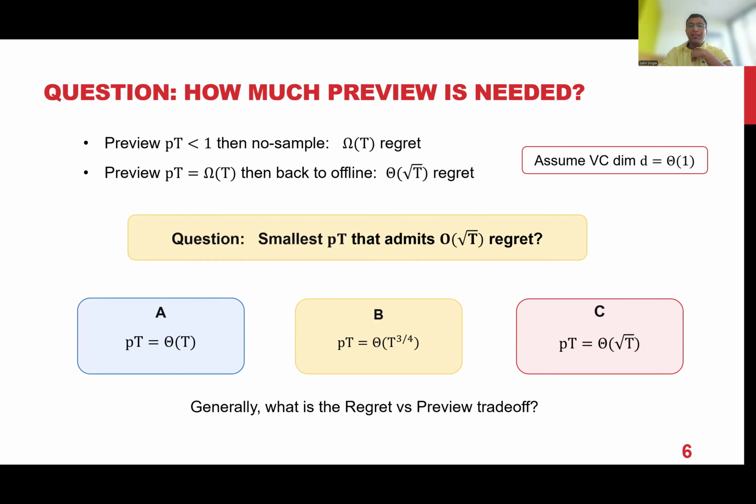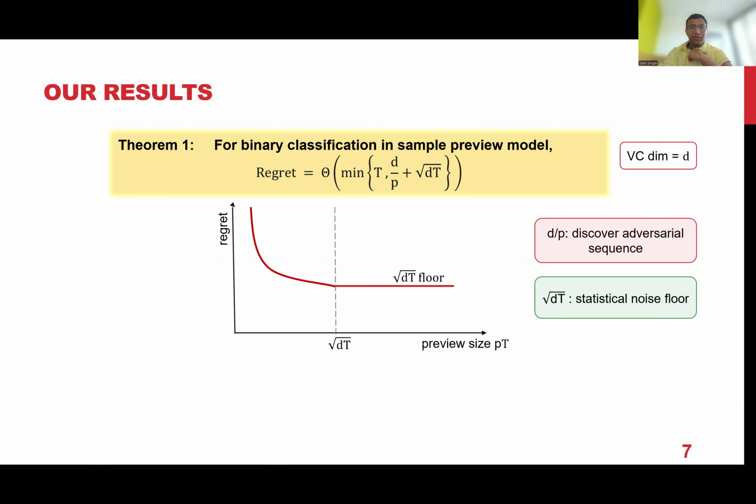More generally, we want to understand not just the smallest PT which admits square root T regret, but the real trade-off between the regret we are getting and the size of the preview. I would encourage you to take a guess before I reveal the answer. The right answer turns out to be C. You only need P to be roughly 1 over square root T. If you reveal me just roughly a square root T fraction of the input, then you can already get square root T regret. Okay, so that's our result.